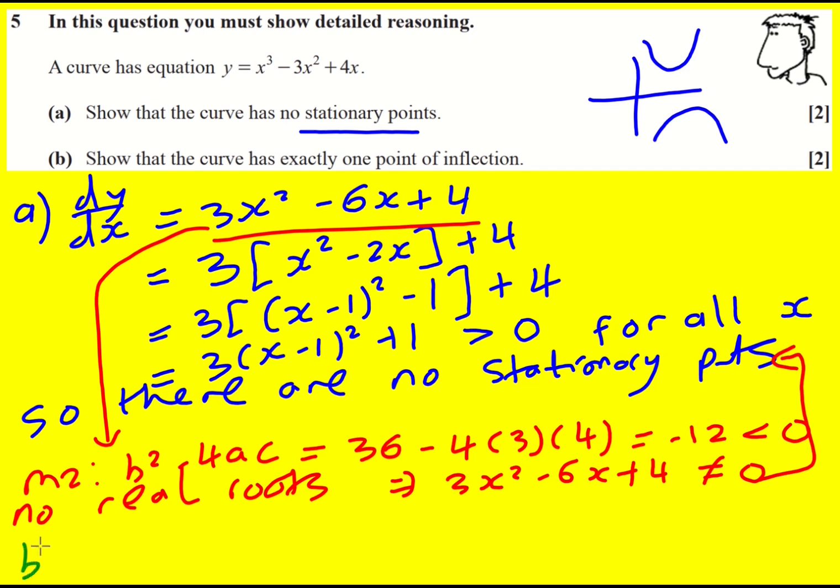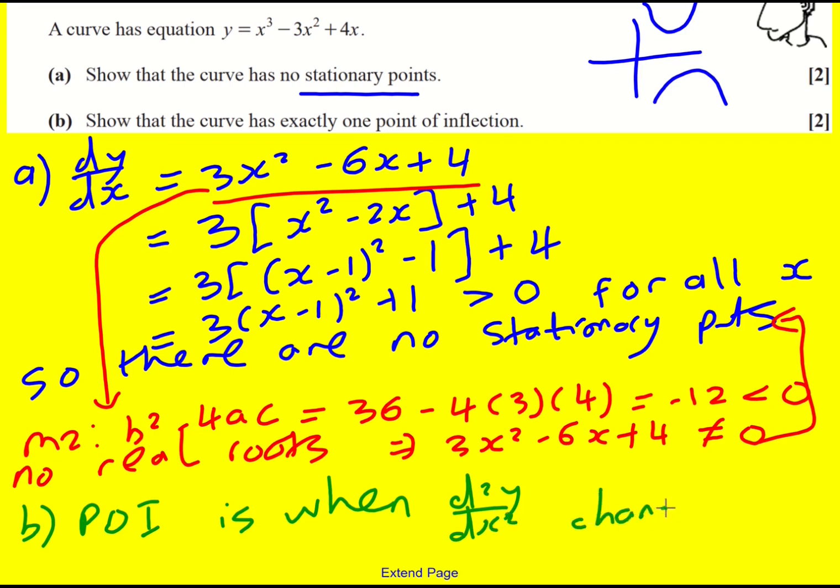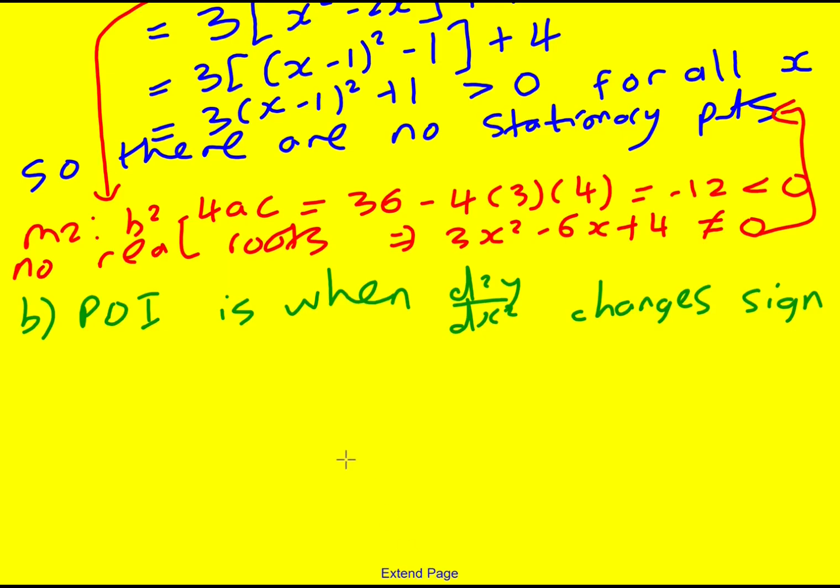Moving on, we're asked to show that the curve has exactly one point of inflection. So the point of inflection is when the second derivative changes sign. So it's when the gradient goes from increasing to decreasing or vice versa. We say concave and convex. Concave for the gradient decreasing and convex for the gradient increasing.